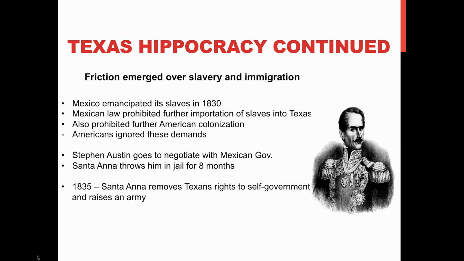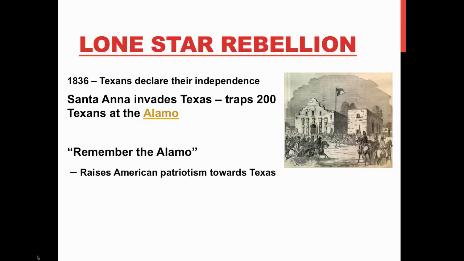And finally, he's going to say, Texas, if you're not going to listen to the laws, then we are going to remove your right to government, raise an army, and come in and push you out of Texas. And that is exactly what he intends to do in 1835. He raises his army, and then the Texans respond by declaring their own independence. You can't tell us what to do, the Texans say. So Santa Anna moves in with his army, traps 200 Texans in an old Spanish mission called the Alamo, and each and every one of these Texans die at the Alamo.